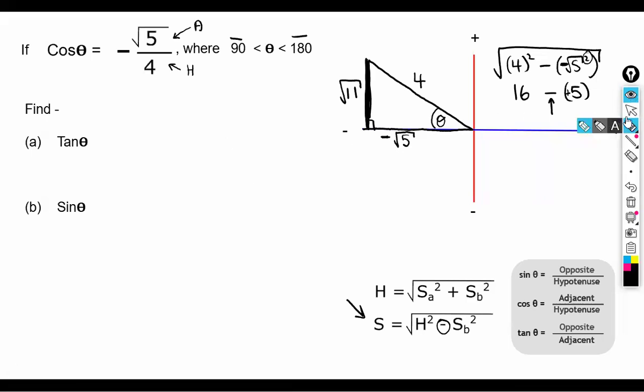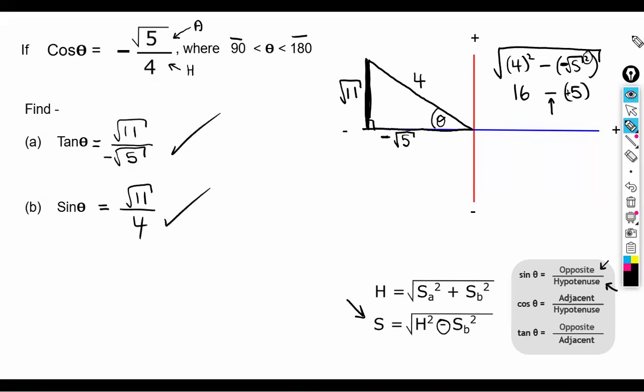So let's finish out the question here. Tan theta is opposite over adjacent. Here's the angle, opposite over adjacent. So it's the square root of 11 divided by the minus 5 square root. That's part A. And for part B, sine is opposite over hypotenuse. The opposite side is what? Square root of 11 and the hypotenuse is 4.